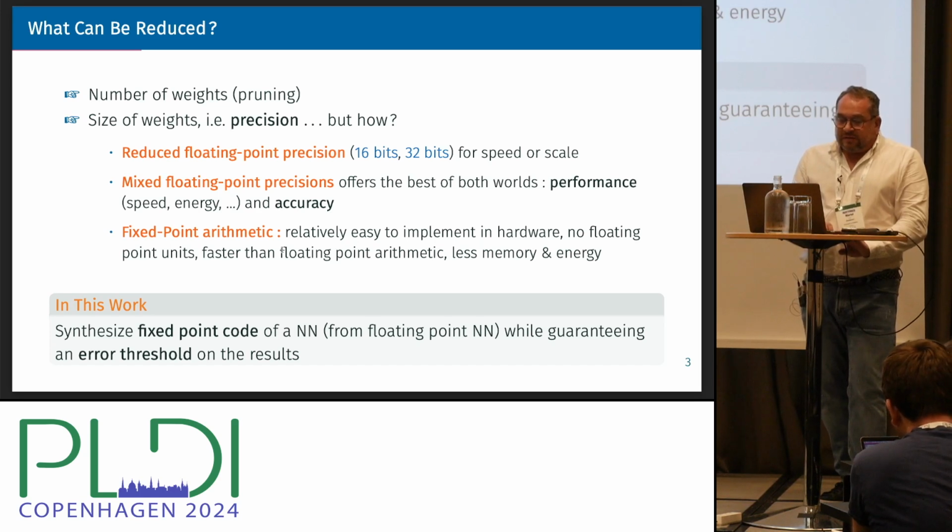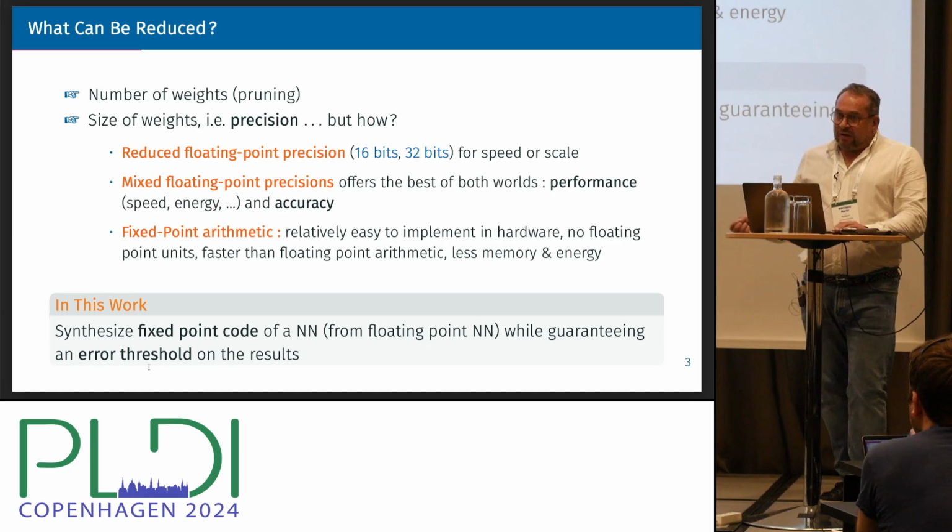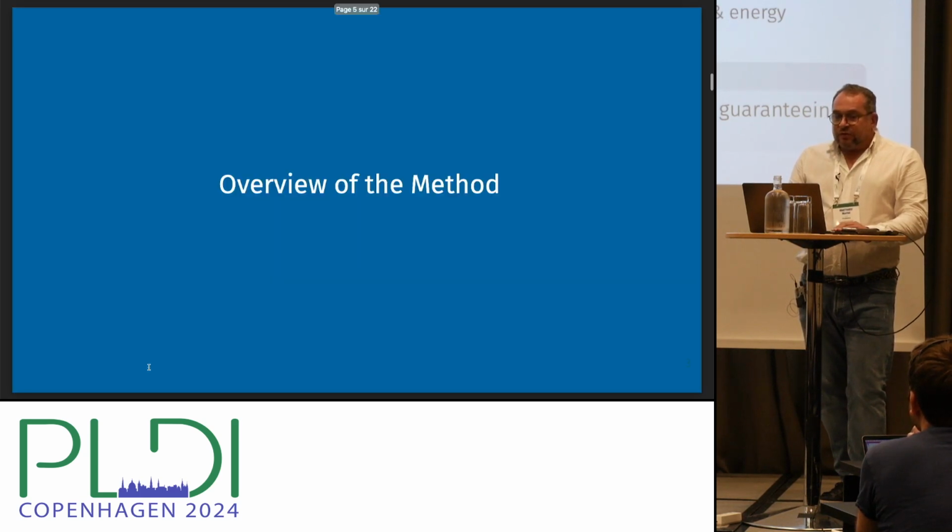So this is what we do in this work, and another originality of our work is that we have error thresholds which are guaranteed. That is, we can guarantee formally by our method that the error on the fixed point network is less than some bound given by the user compared to the original network. Okay, so how do we do that?